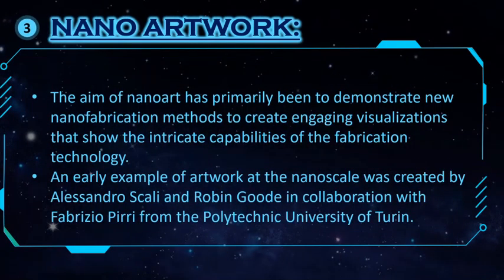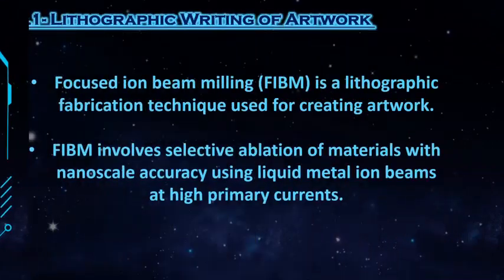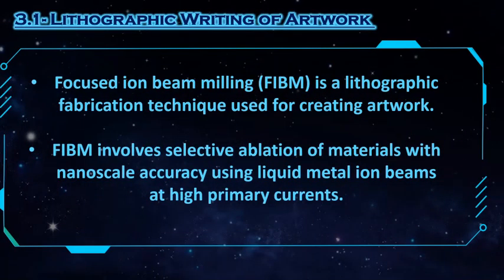The third type of artwork is nano artwork. Basically, the aim of nano artwork has primarily been to demonstrate new nanofabrication methods that can be used to create engaging visualizations that show the infinite capabilities of the fabrication technology. One of its types is lithographic writing of artwork, which uses focused ion beam milling as a fabrication technique for creating artwork. It involves selective ablation of materials with nanoscale accuracy using a liquid metal ion beam at high primary current.